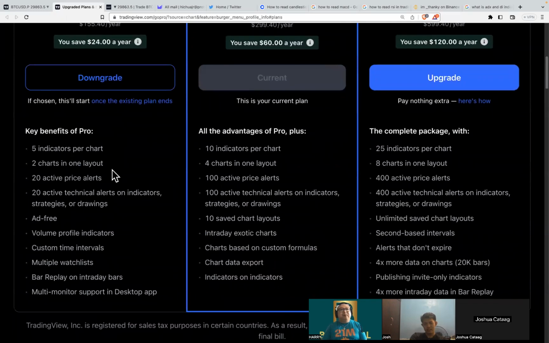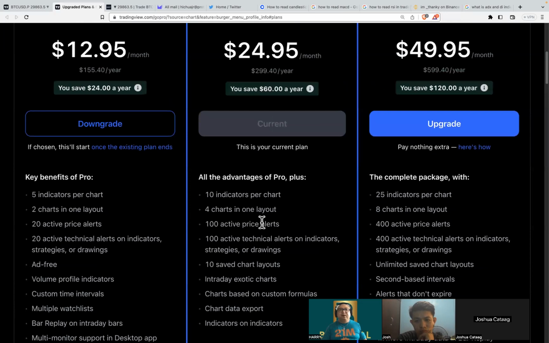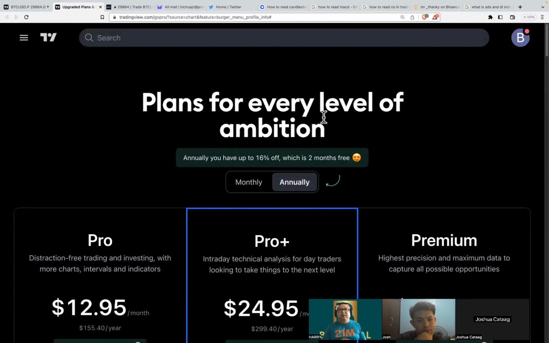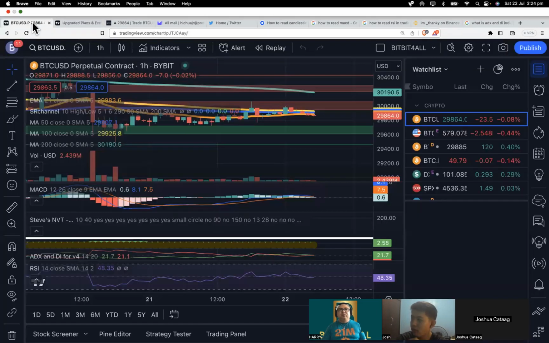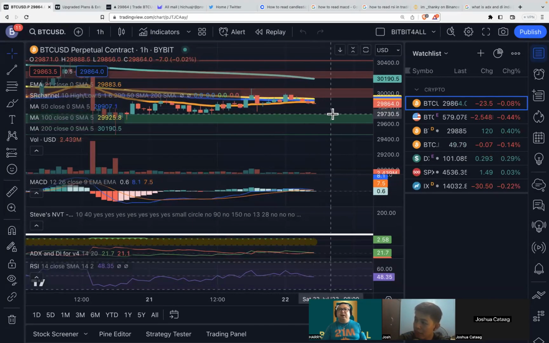So dito you have 5 indicators. Yeah, at least 5, no? I'll just prioritize yung pinaka-basic na 5 indicators. Itong sa akin, I have 10. Okay? So sign up kayo and then, ang una natin gagawin is ang watchlist.